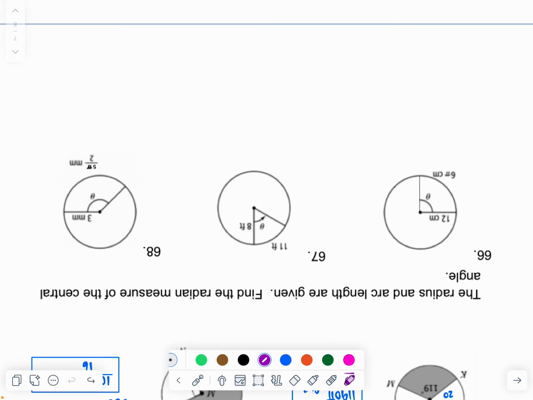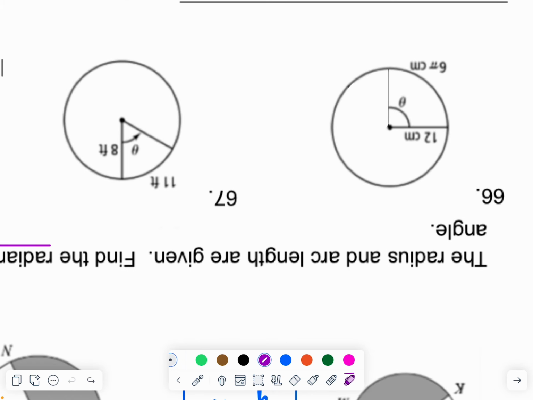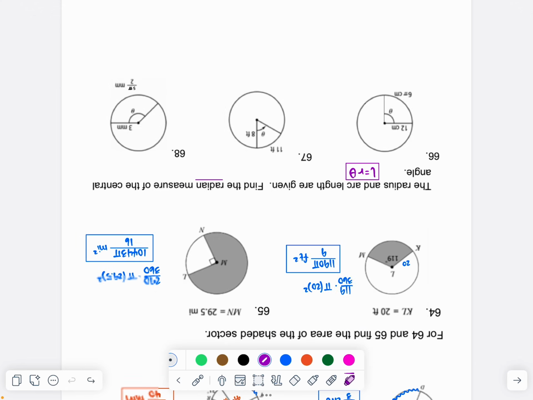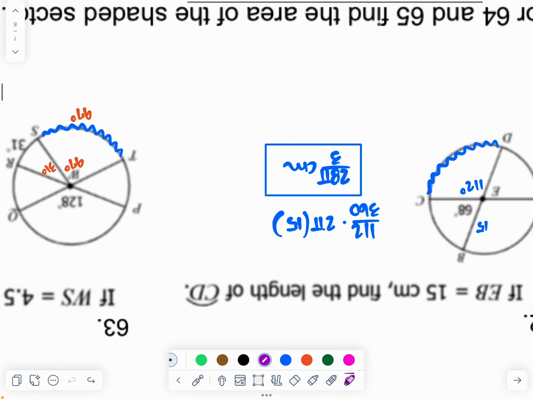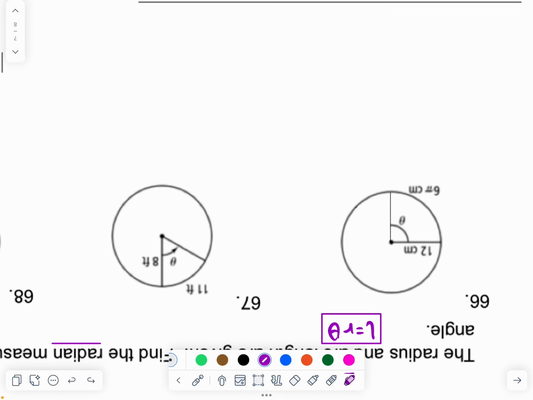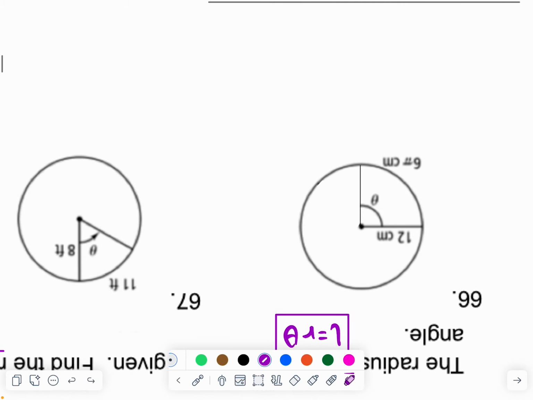All right. Last thing really quick is that these are talking about radians. And so remember, anytime you're talking about arc length and radians, you want to use that easy peasy top right formula on your formula chart that says L equals R theta. That's the formula we're going to be using. And you're only allowed to use this if it's in radians. If it's not in radians, then you have to use the fraction of the circumference that we did on numbers 62 and 63.